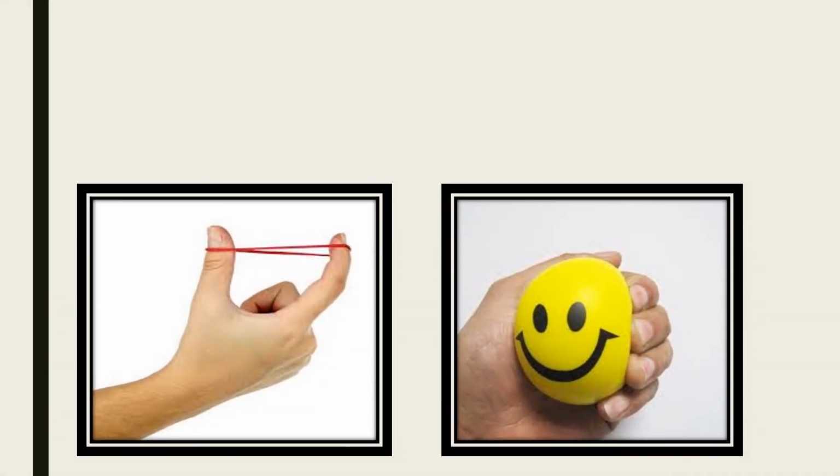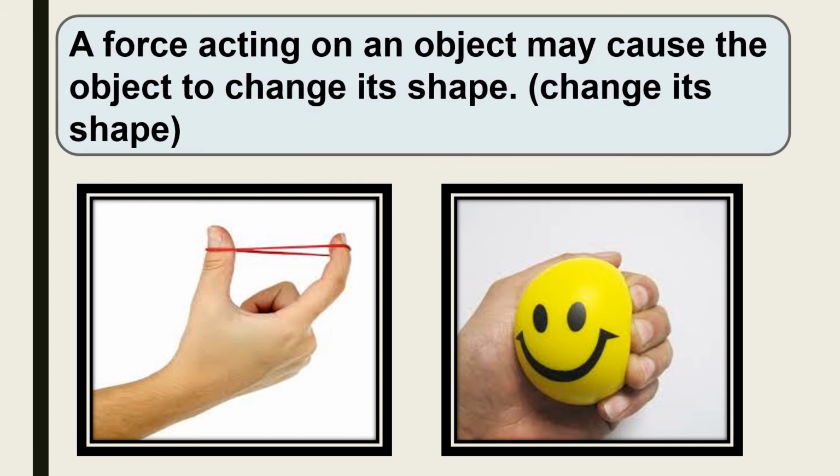So these are the two objects. This is an example of a force acting on an object that may cause the object to change its shape. For example, you have a rubber band and you're stretching it out. So you applied force to stretch the rubber band. Therefore, the rubber band will change its shape.